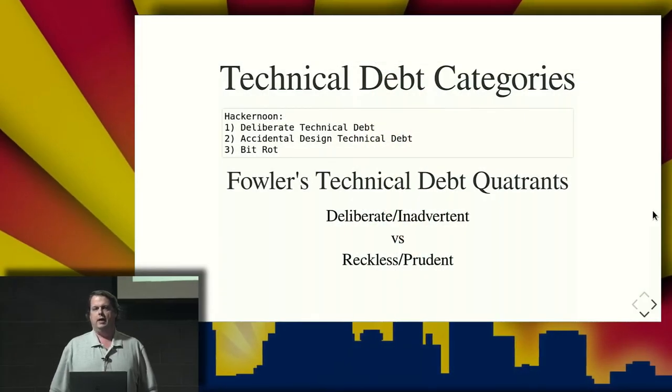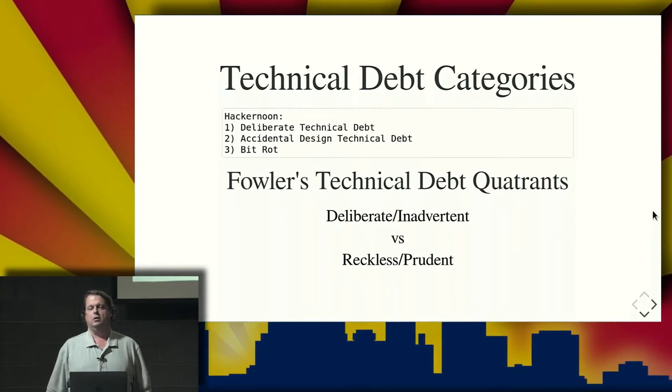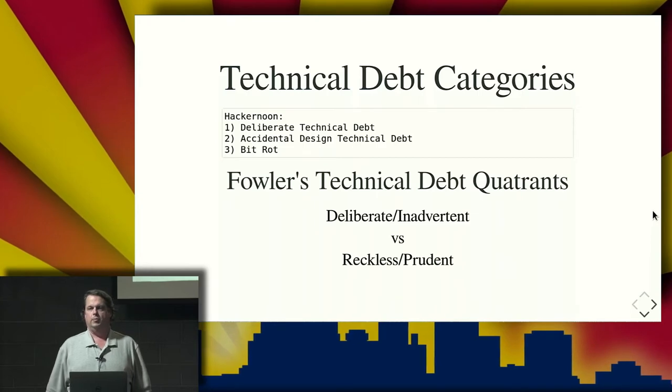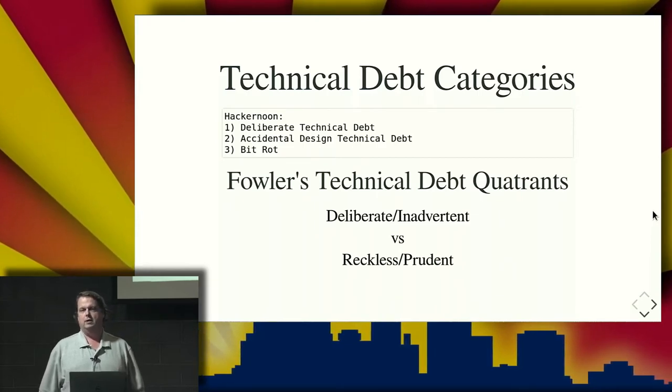And if you look at some of the online sources discussing technical debt, for example, on Hacker Noon, it is broken out into three different areas. The same division happens in Fowler's technical debt quadrants. So you have deliberate versus inadvertent, and that's set against a reckless versus prudent approach. Essentially, it's a way of classifying what happens to your code if you are under pressure and aren't optimizing for the long run.